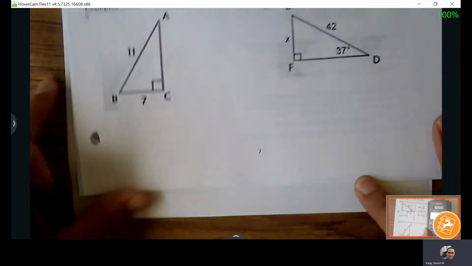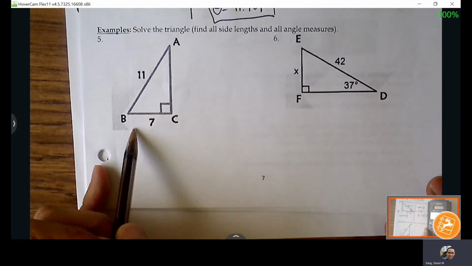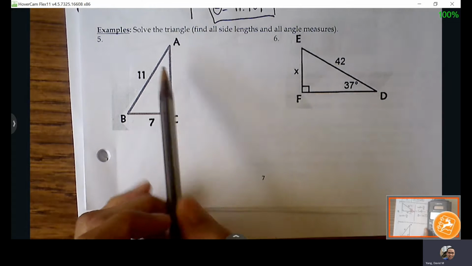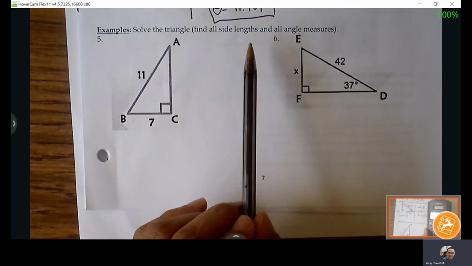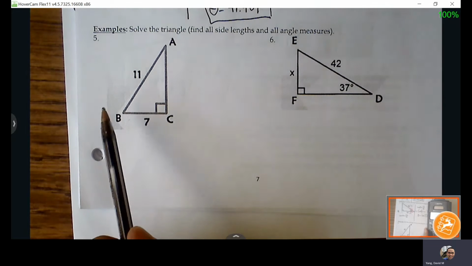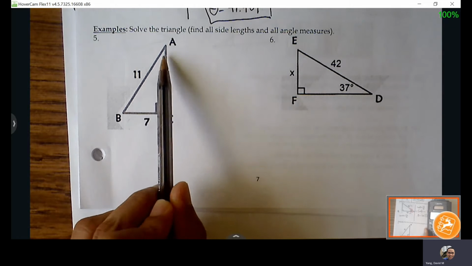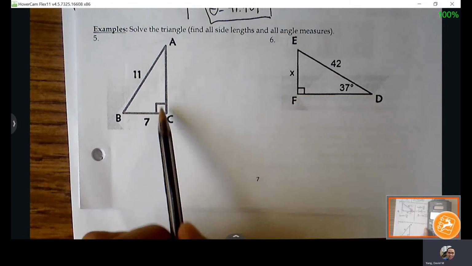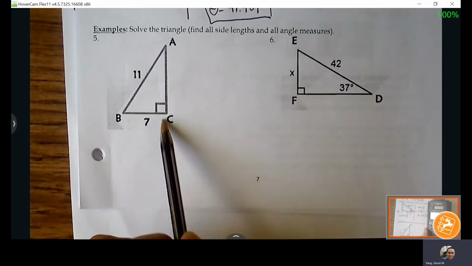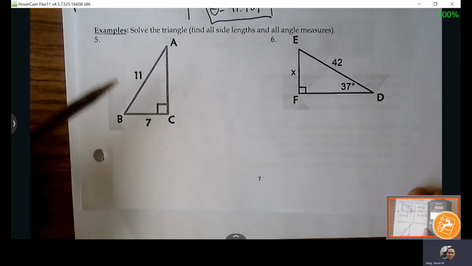Okay, so let's look at number 5 here. Notice that I'm asking you to find a missing side length, all side lengths and angle measures. That means eventually we're going to need to find angle B, angle A, and also side length AC. Okay, but let's start with the easiest thing first, right?